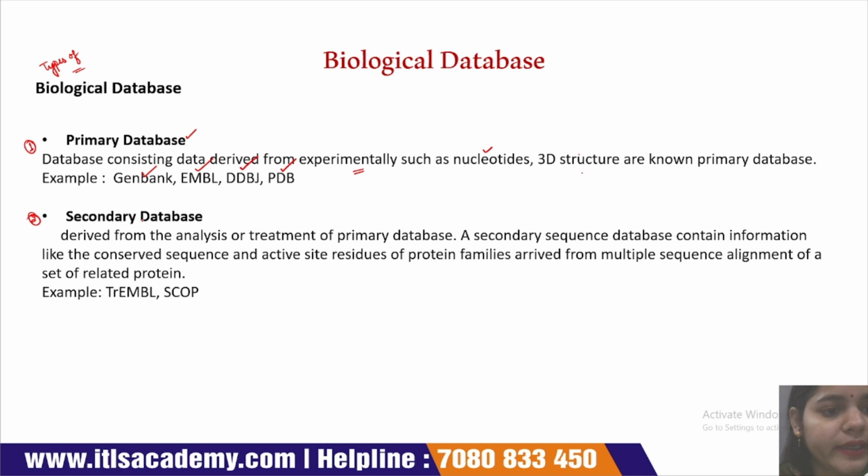Next is the secondary database. Secondary databases are derived from the analysis or treatment of primary databases. Okay. The secondary sequence databases contain information like conserved sequences and active site residues of protein families derived from multiple sequence alignment of sets of related proteins. Examples of secondary databases are TrEMBL and SCOP.